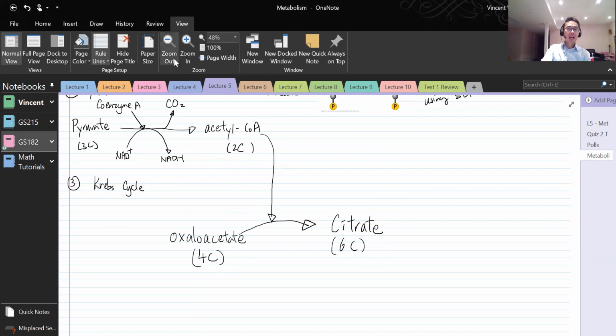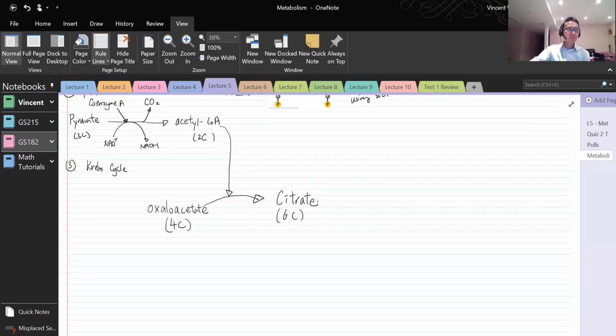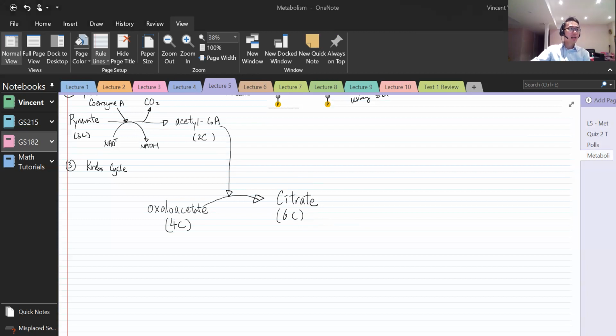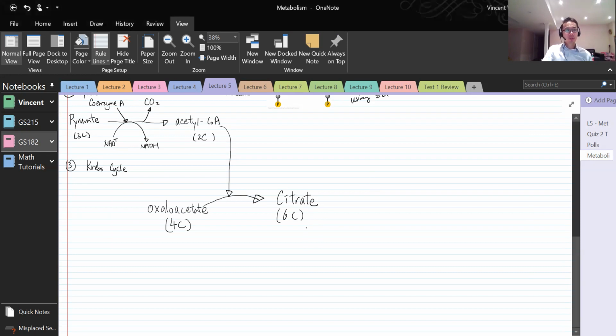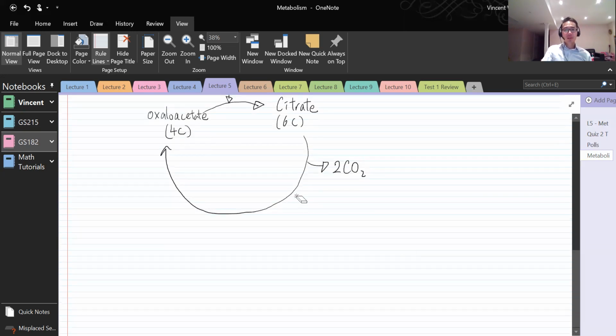So what's going to happen here? Well, the citrate is going to be broken down, metabolized in several steps. We're not going to worry about what those steps are, but suffice to say, you are going to eventually regenerate the oxaloacetate, and along the way, you will be releasing 2 carbon dioxide. So if you take 6 carbon and minus 2 carbon, you get back the 4 carbon here.